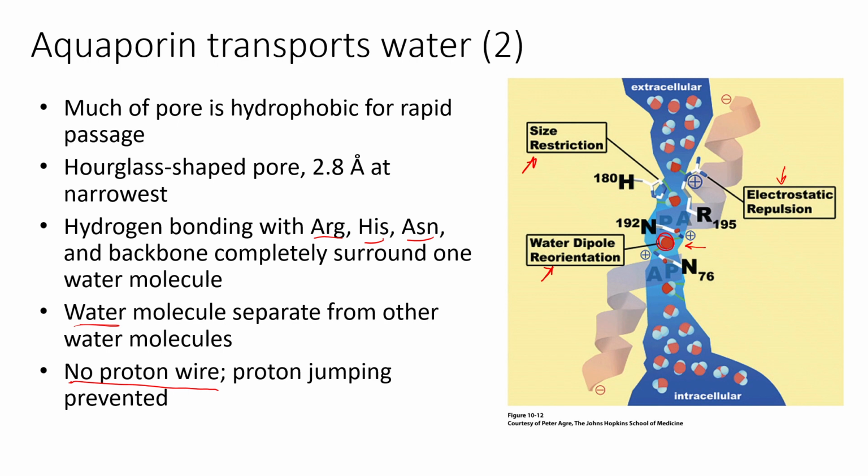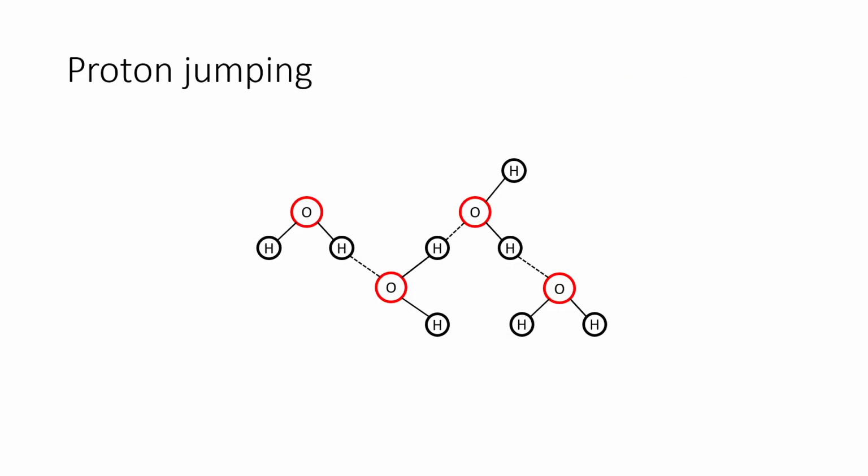So let's talk more about this proton jumping that we're trying to prevent. And so we'll see how proton jumping works, and then you can see how separating the water molecule from the other water molecules helps to prevent this from happening. So let's consider we have this aqueous solution here. We have 4 different water molecules. Each of these water molecules is hydrogen bonded to its neighboring water molecule. And so in this drawing our covalent bonds are drawn in solid black. Our hydrogen bonds are drawn in those dashed lines.